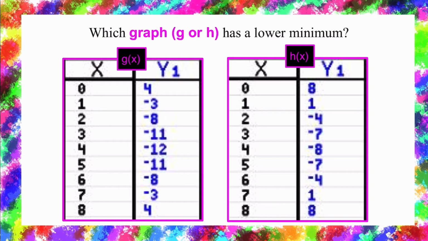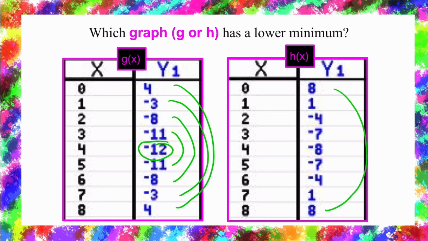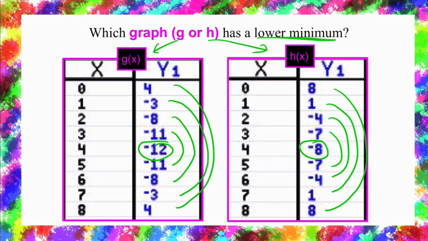Just to remind you, I find my minimum by looking at the repeats. So 4 repeats with 4, -3, -3, -8, -8, -11, -11. So that would be my first minimum. And doing the same thing here, finding my repeats, that would be my second minimum. So be careful here because they're negatives. Which graph, G or H, has a lower minimum?